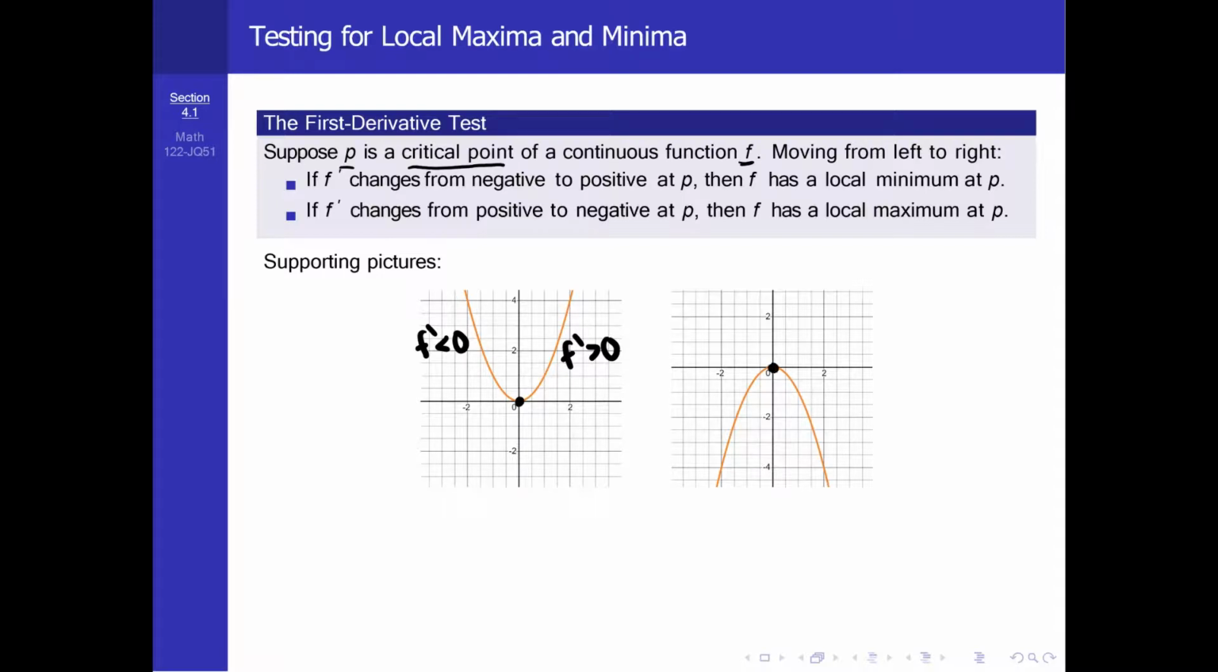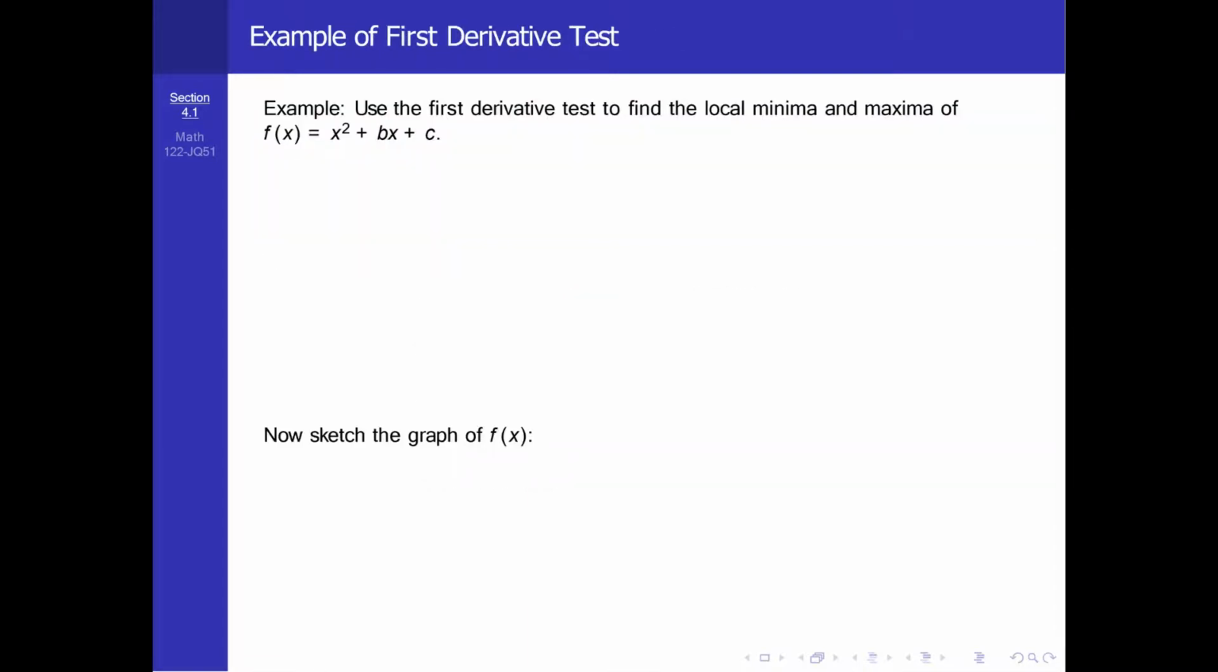On the other hand, if we look at the graph next to it, here I have a local maximum. And to the left, f prime is greater than 0, and to the right, f prime is less than 0. And this captures the fact that I have a local maximum at that point x equals 0 in this case. All right, so here's an example of using the first derivative test to find local minima and maxima. So let's say that our function is x squared plus bx plus c.